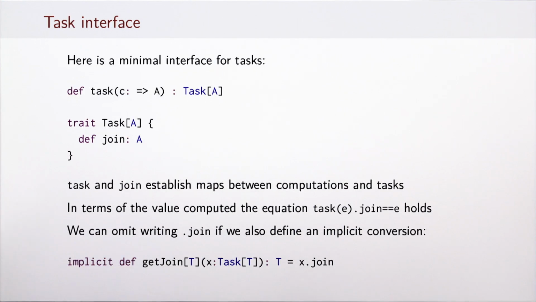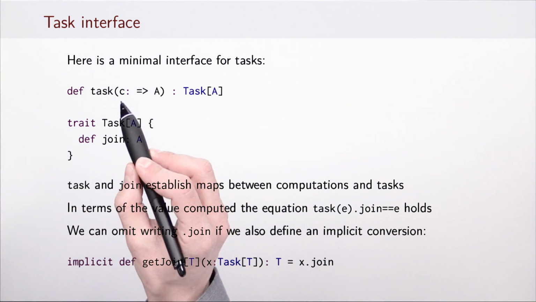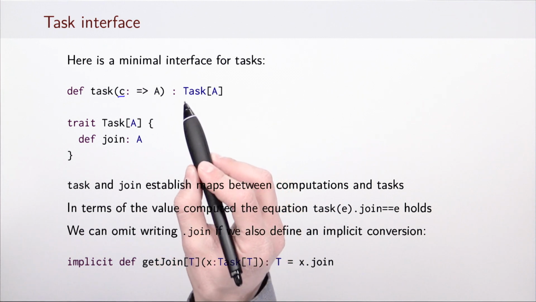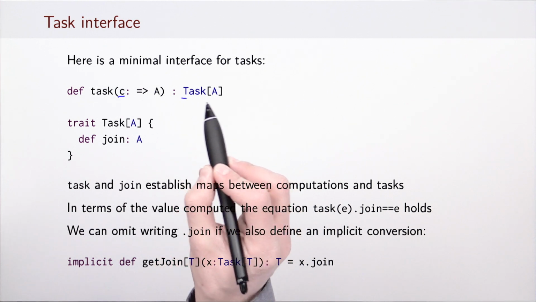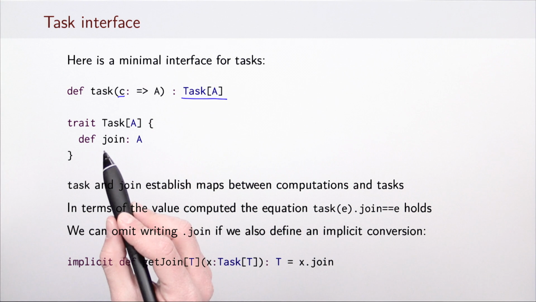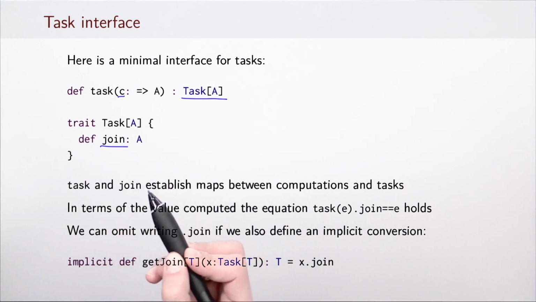Here's a minimal definition of the interface for tasks. As I mentioned, task takes a call by name parameter, let's call it C, and it returns something, let's call it task of A. And the important thing about task of A is that it has a method join that returns back A.